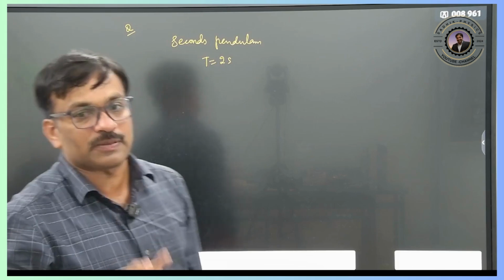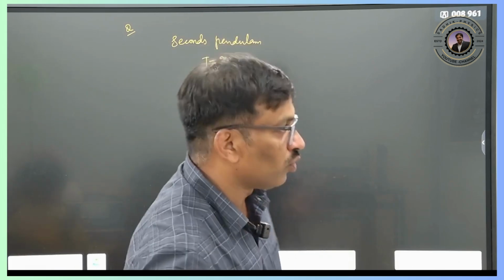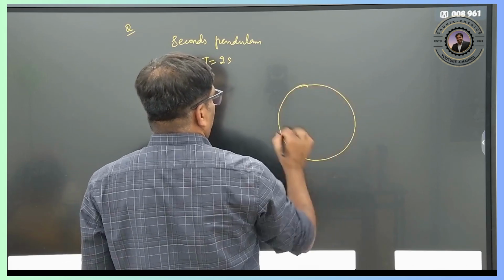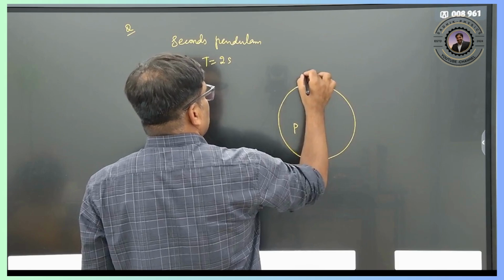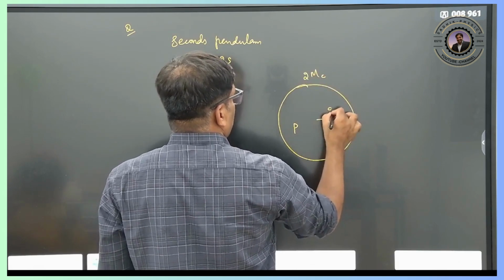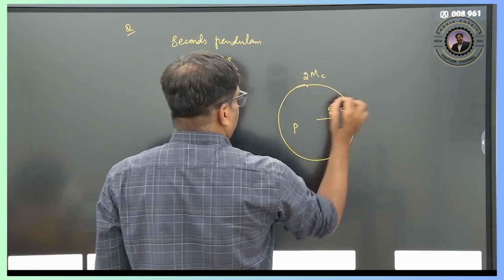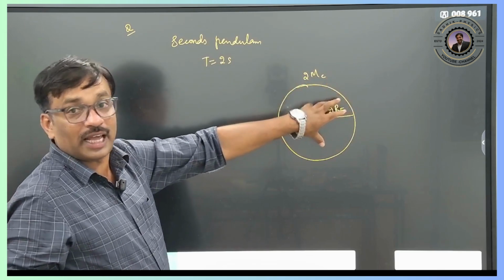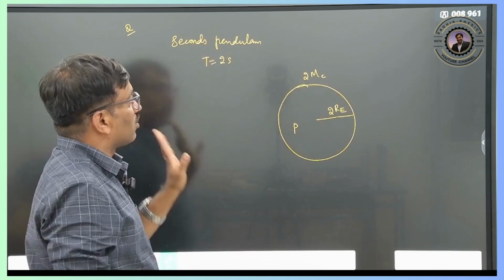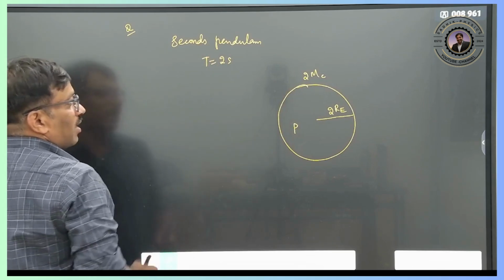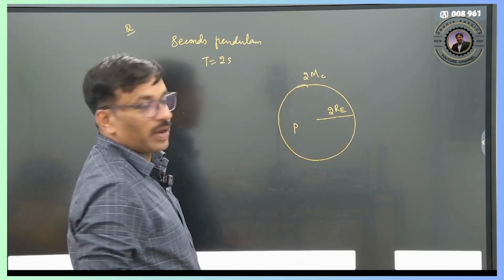if I take this seconds pendulum to a planet whose mass is twice that of earth, and whose radius is also twice the radius of the earth, what should be the time period of that same simple pendulum? We will calculate. First of all, you should calculate what the g value on this planet is.